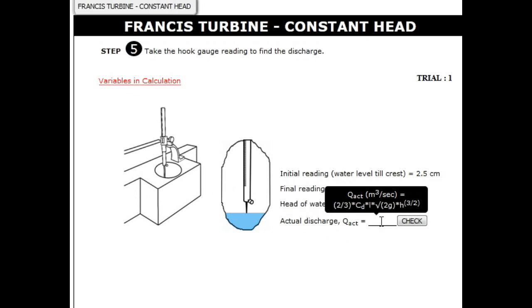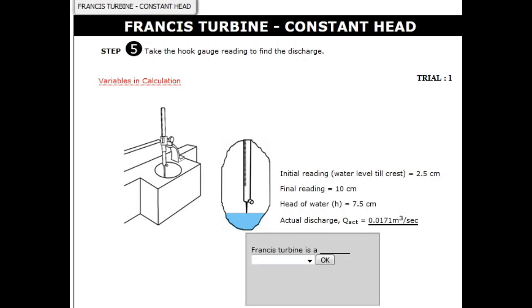With that, we will substitute in the Q actual equation. We have substituted, and the value is 0.0171 meter cube per second. The Francis turbine is a reaction turbine.